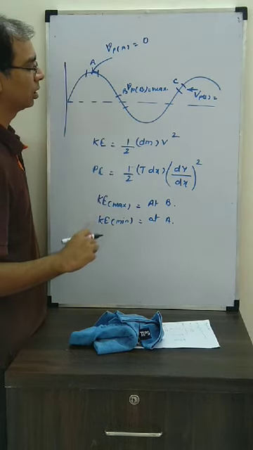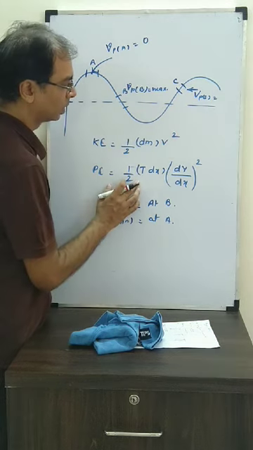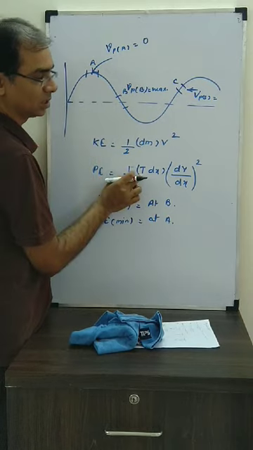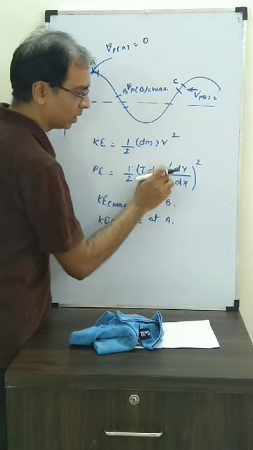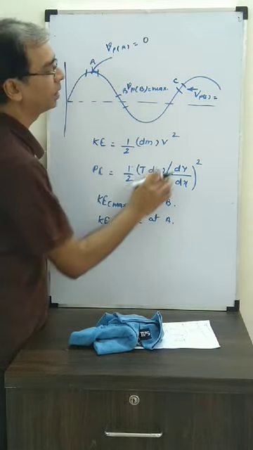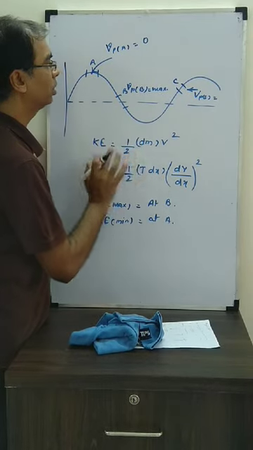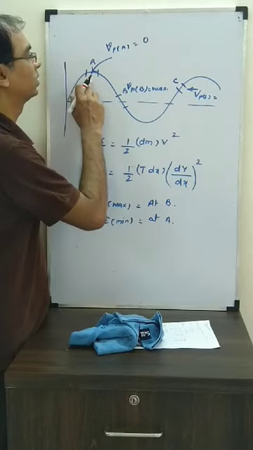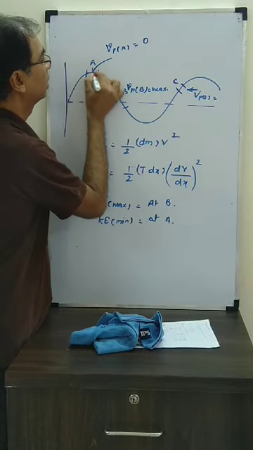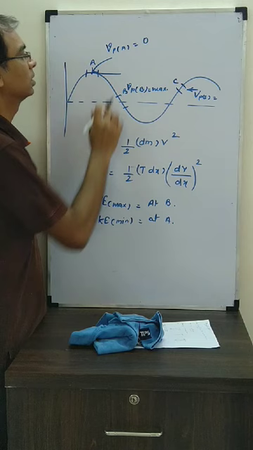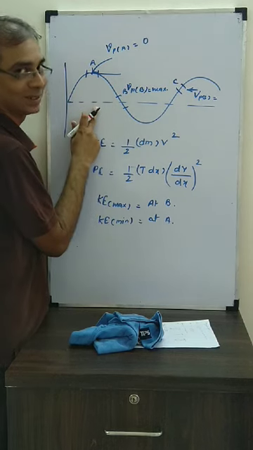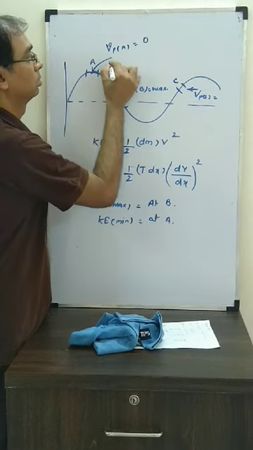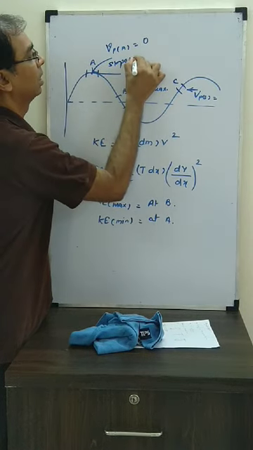Now let's talk about potential energy. Now see potential energy. This is the length dx. This is tension. And this basically is slope. dy by dx means what? Slope. So we are going to check where the slope is maximum. Now check at A first of all. At A, if I make a tangent over here, this tangent comes out to be parallel to x-axis. So that means slope is 0. Slope at A is 0.